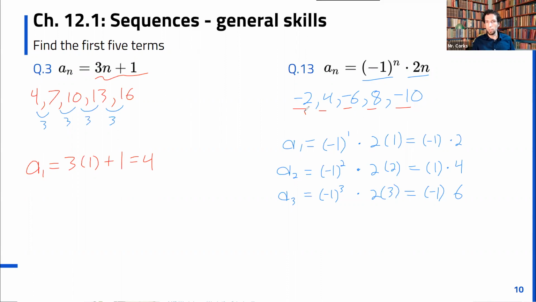What is the difference between each of these terms? 2. Between negative 2 and 4, it's 6. What's the difference between the next two? 8. Oh, no, 10. Let's get our direction: positive 10 or negative 10? Negative 10. The next two.